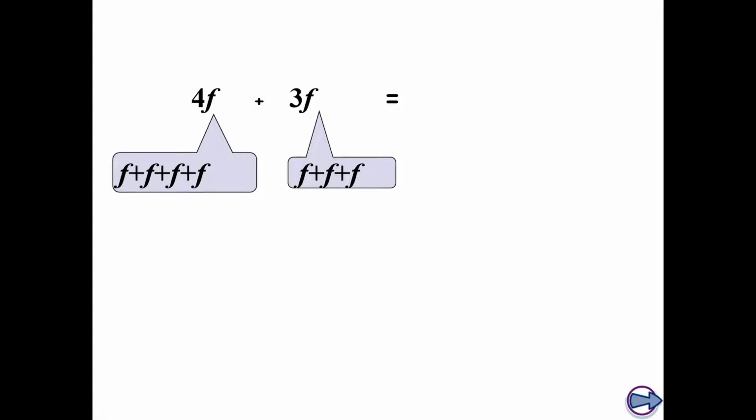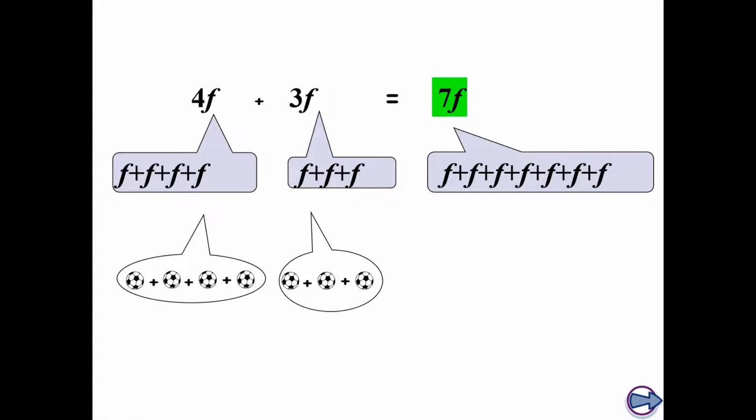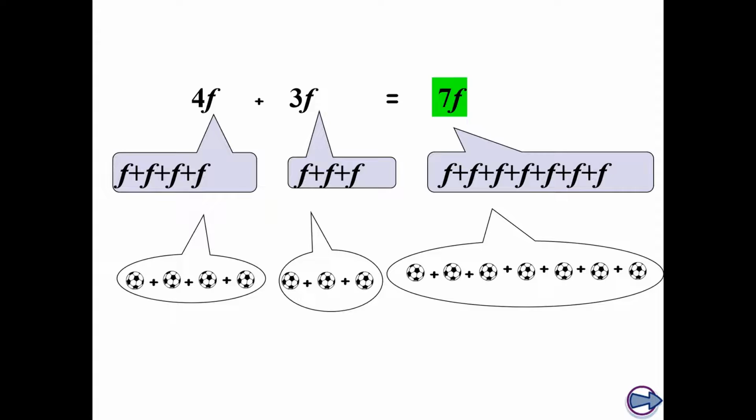Another example, 4F plus 3F, we've got 4 lots of F plus 3 lots of F gives you 7F. And in terms of footballs, just to give you a sort of visual reference, we've got 4 footballs, add 3 footballs, we've got 7 in total, so that's where the 7F comes from.